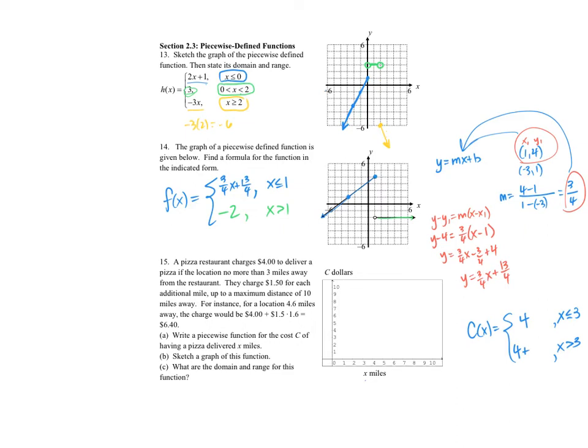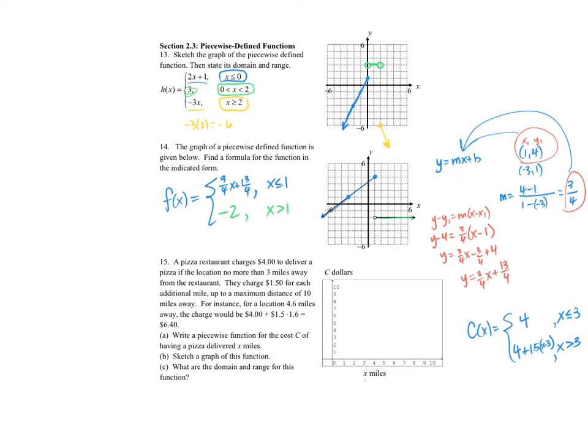$1.50 times the number of additional miles. So it'll be $1.50, and you might be tempted to just put an x there, but it's not just x. It's going to be the amount that x is over 3. So we can do x minus 3. And so that is our function. Because it needs to be $1.50 times the number of miles that it is over 3. So if we subtract 3 off, we'll get how much it is over 3.